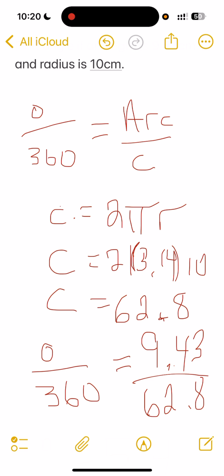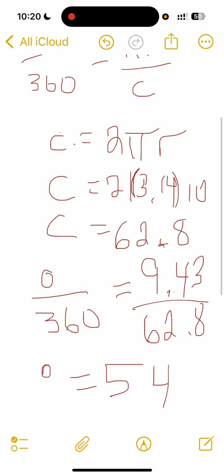And in order to solve, I'll just cross multiply. I'm looking for the angle, which is the numerator. So now I'm going to go to the denominator. I'll just plug in my calculator, 360 times 9.43 divided by 62.8, and I get an angle of 54. Just remember, angles, there's no decimal places, exceptionally, and that's how you get it.